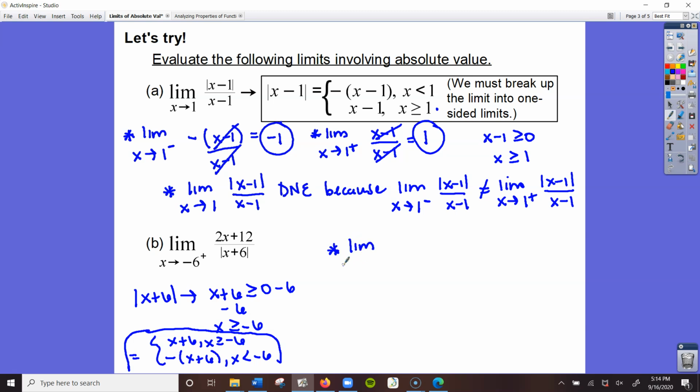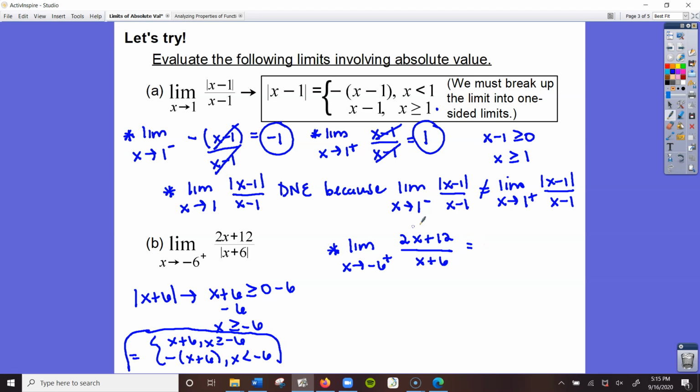We have the limit as x is approaching negative 6 from the right of 2x plus 12 over, and now instead of writing the absolute value part, I'm going to look to see which piece I replace it with. Since this is for when x is approaching negative 6 from the right, I'm going to use that top part of my piecewise function, which is a positive x plus 6. Now remember, this is a one-sided limit. I don't have to test both sides because I'm only asked to find the limit as x is approaching negative 6 from the right.